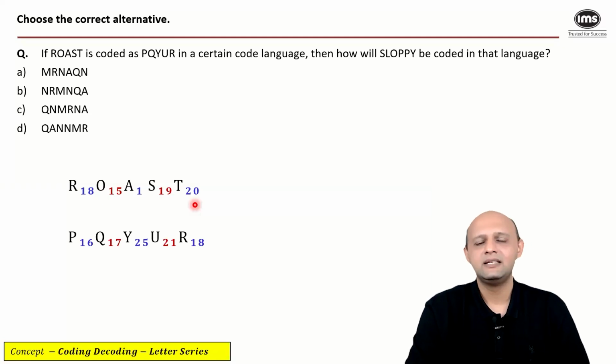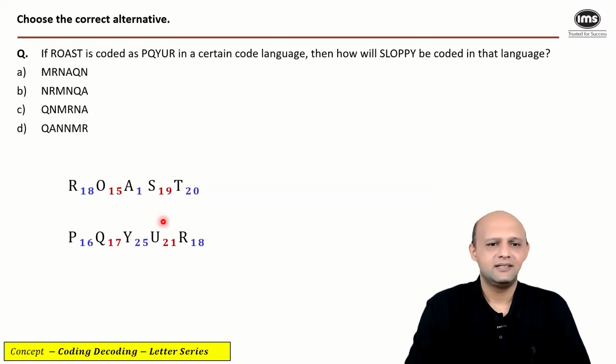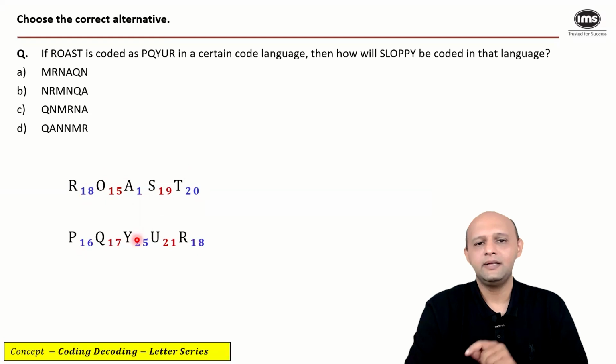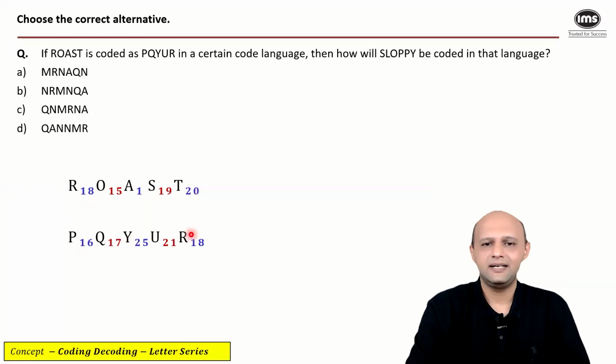So even if you know E, J, O, T, and Y, I think you're sorted, right? So 18, 16, 15, 17, 1, 25, 19, 21, and 20, 18. So at every odd place, you notice you're going 2 steps behind, 2 steps behind, and 2 steps behind. Mind you, from A to Y, you're going back Z and Y. Okay, from T to R, again 2 steps behind.